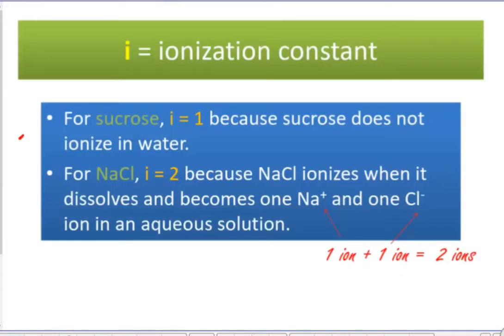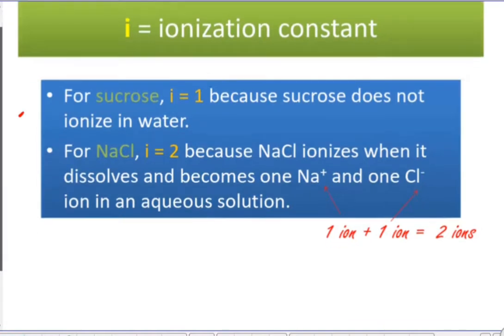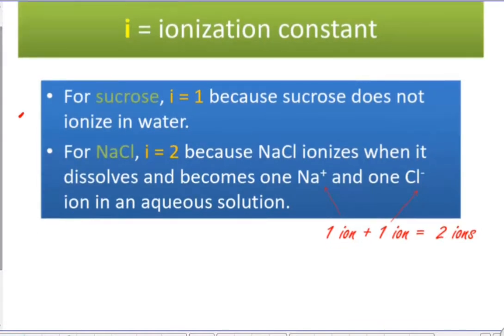Let's begin by talking about each part of the solute potential equation. The ionization constant is how the molecule will dissociate in water. So for all of our organic molecules, remember that they are covalently bonded.